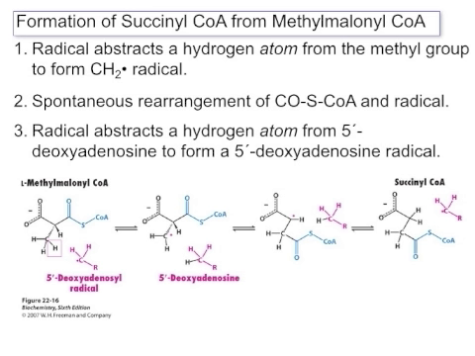Finally, this radical will abstract a hydrogen atom from 5' deoxyadenosine to form a 5' deoxyadenosine radical again. To reconstitute the functional enzyme, this radical will form a covalent bond to cobalt in the corrin ring. And so from L-methylmalonyl-CoA, we get succinyl-CoA. Cobalamin, vitamin B12, is necessary for this reaction, and it involves radical chemistry.